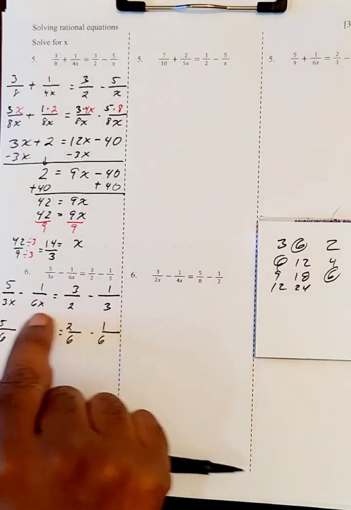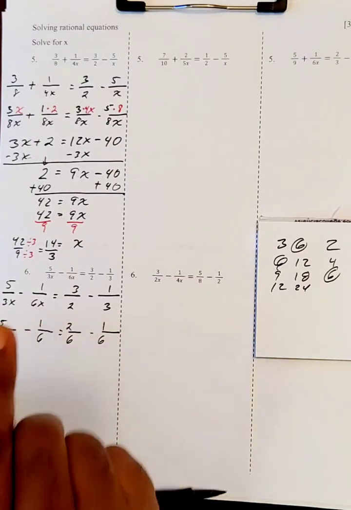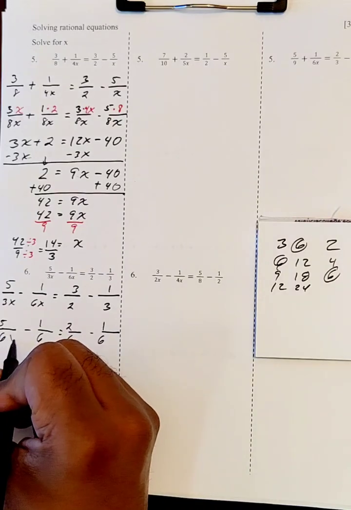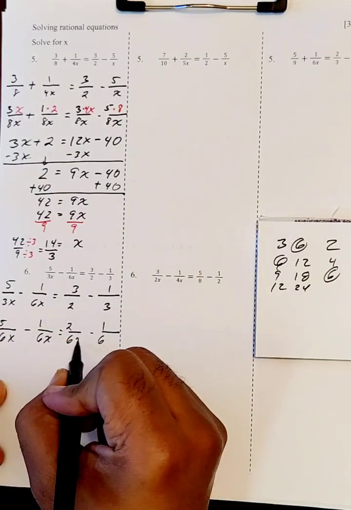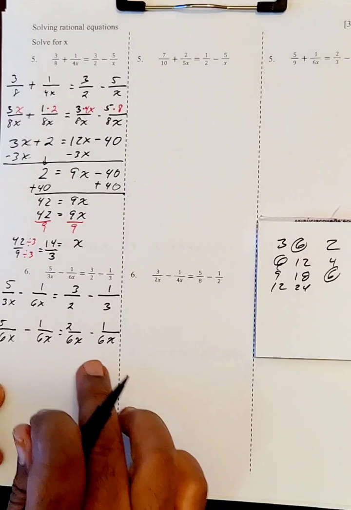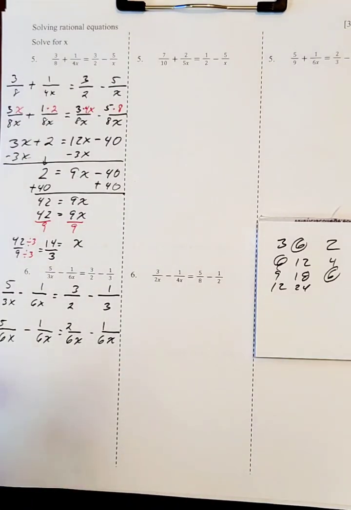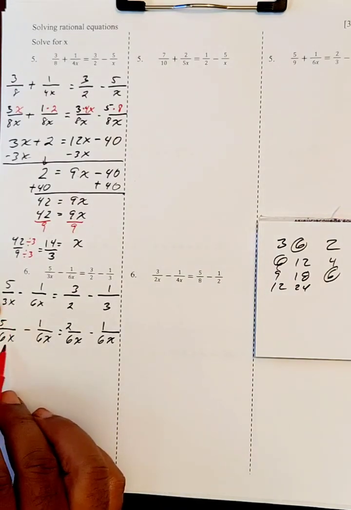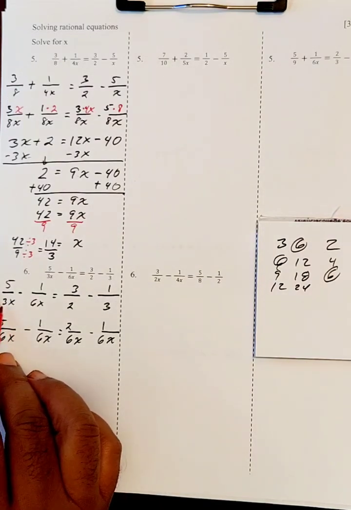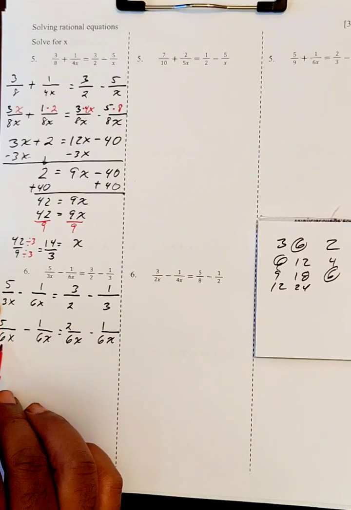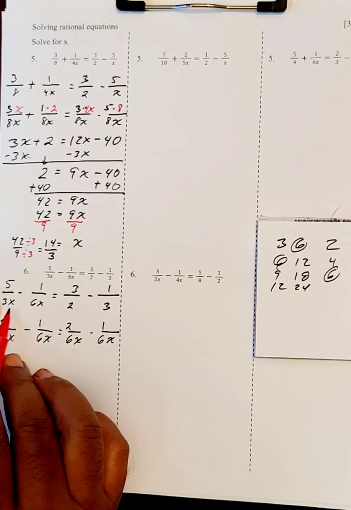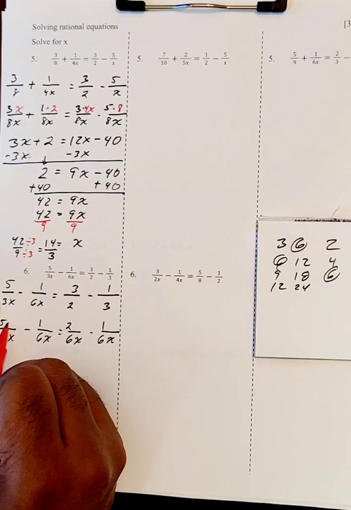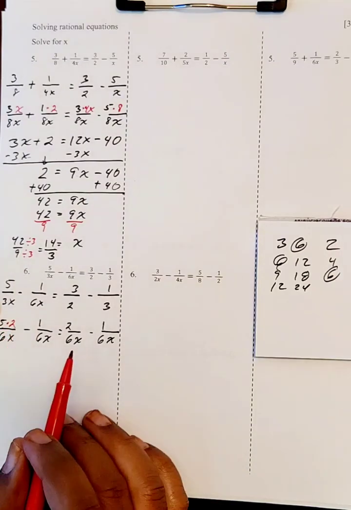Now the maximum amount of x's, I have 1x there, 1x there, so the max x's will be 1x. So we'll put an x in all of these. So now we got common denominators. Now let's see what the differences are between the denominators here and here. So this is a 3x, but this is a 6x. So this has been multiplied by an additional 2. So we'll multiply the numerator by an additional 2.